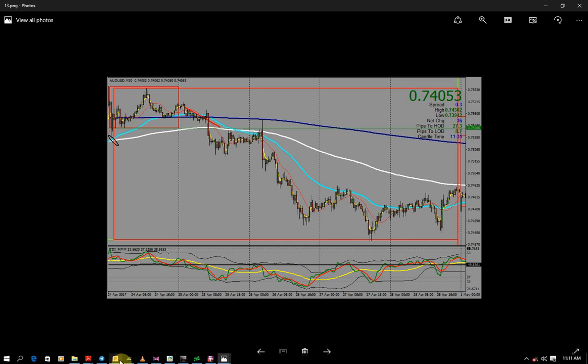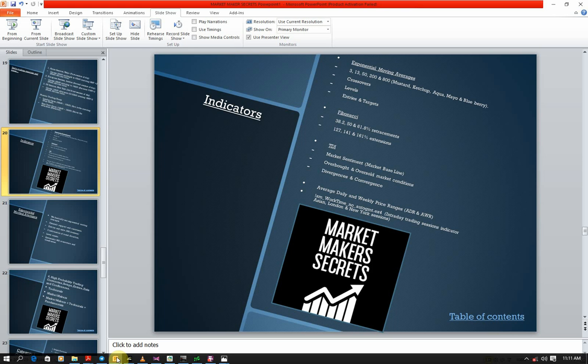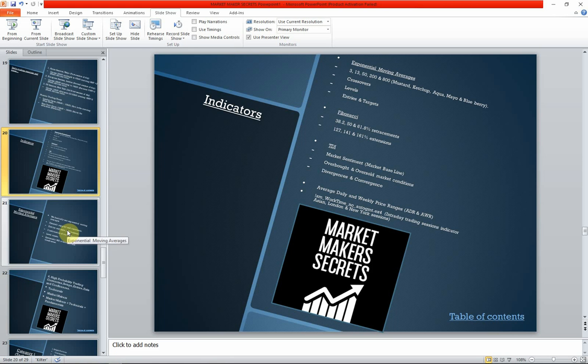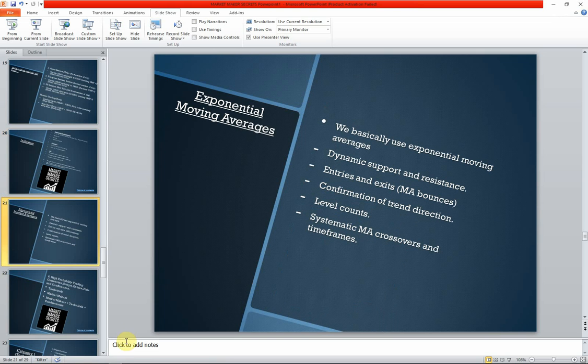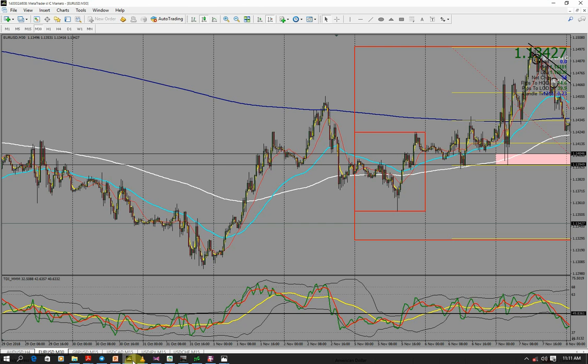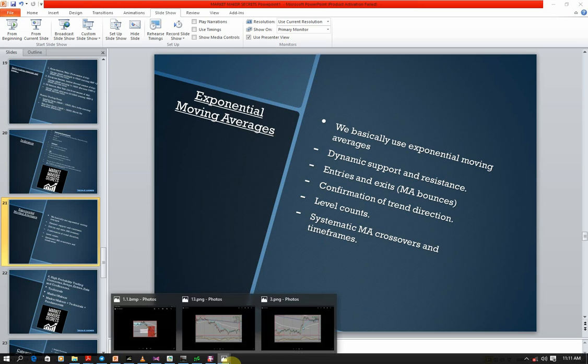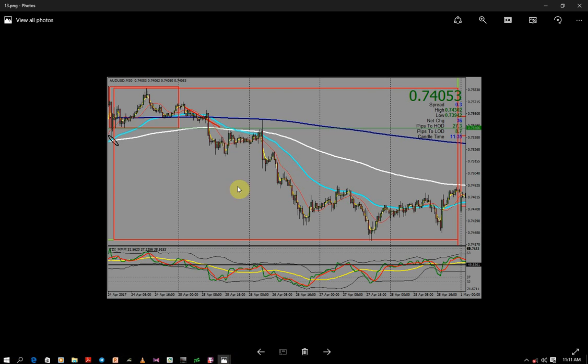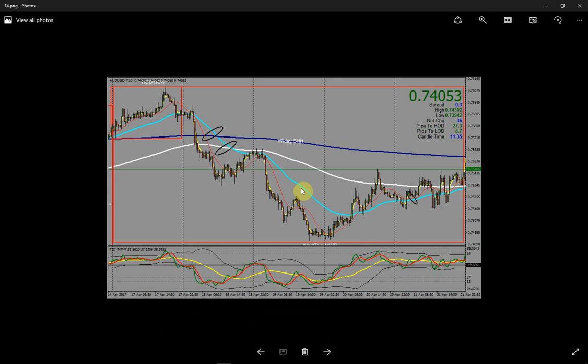What's the word? Let me just go back to the slides there. It's dynamic support and resistance. It's dynamic because it moves with price. When the price goes up, the moving average follows behind. So there we go, it did exactly that. We see the same behavior happening again. There it is again. There it is. Support and resistance. This is a very good one.